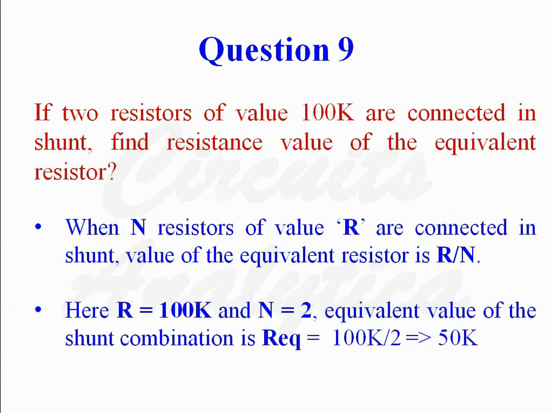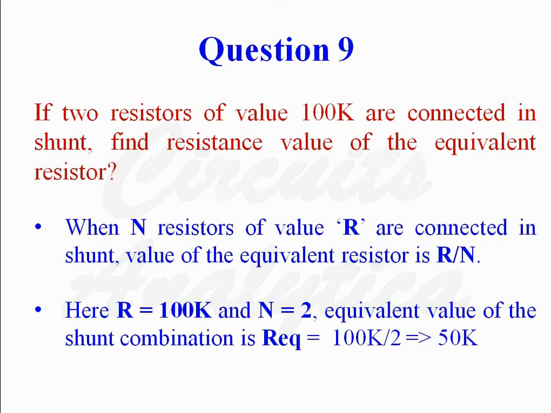If two resistors of values 100K are connected in shunt, find the resistance value of the equivalent resistance. When N resistors of value R are connected in shunt, the value of the equivalent resistance is R by N. So here R is equal to 100K and N is equal to 2, as two 100K resistors are connected in shunt.